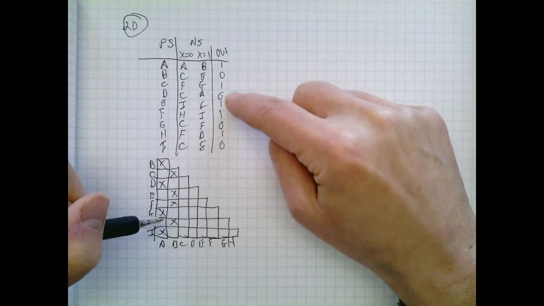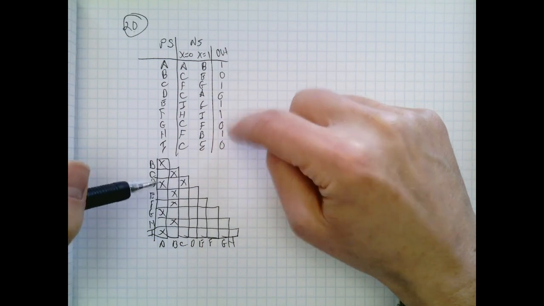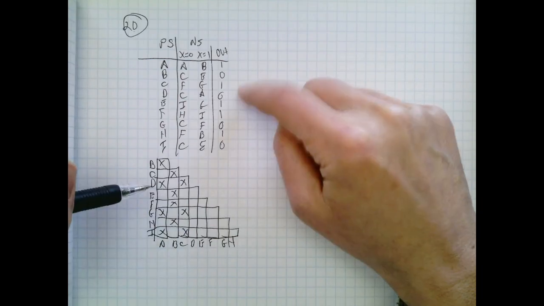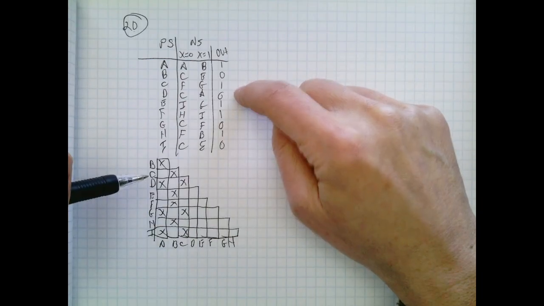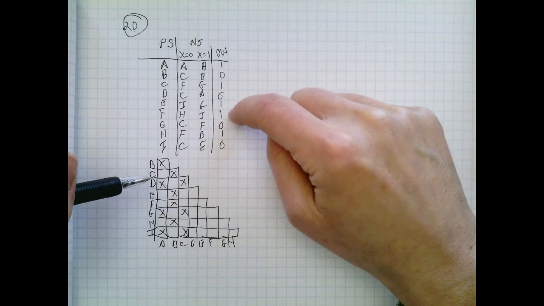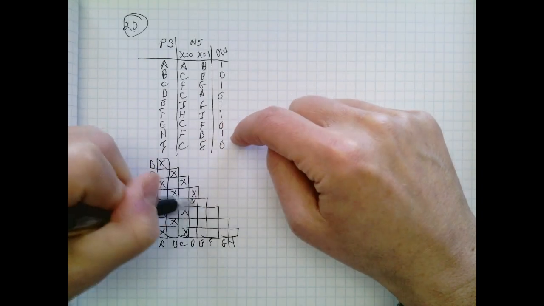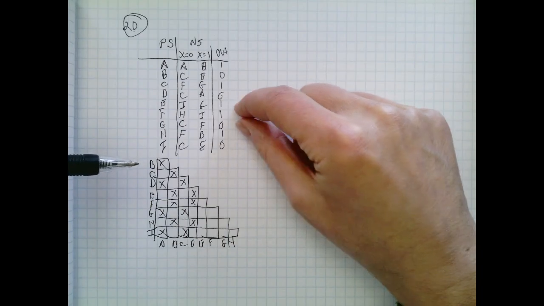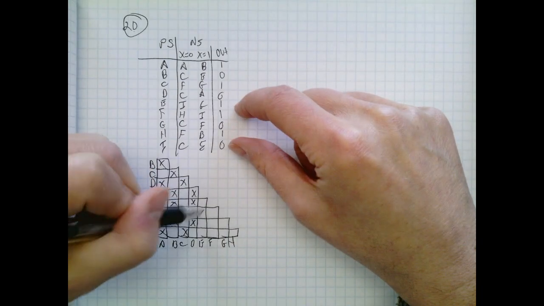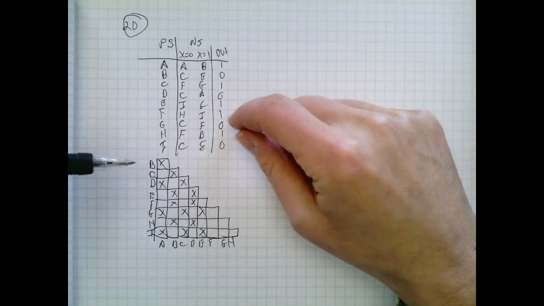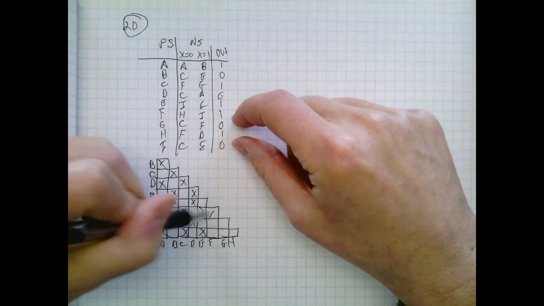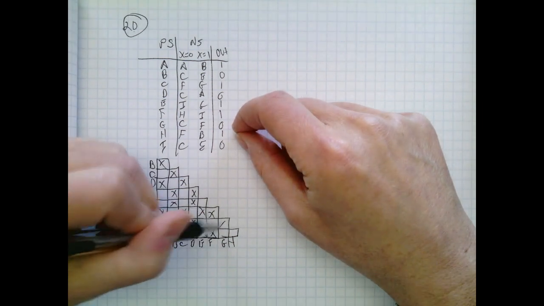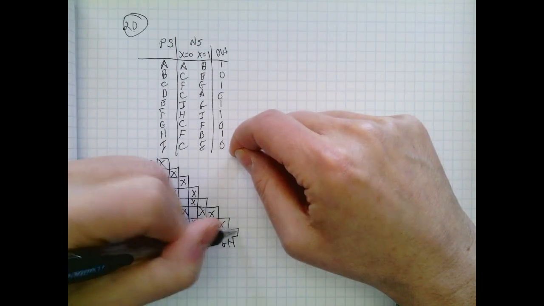C is not the same as D, and it's not the same as G, and not the same as I. D is not the same as E, F, or H. E is not the same as G or I. F is not the same as G or I. G is not the same as H, and H is not the same as I.